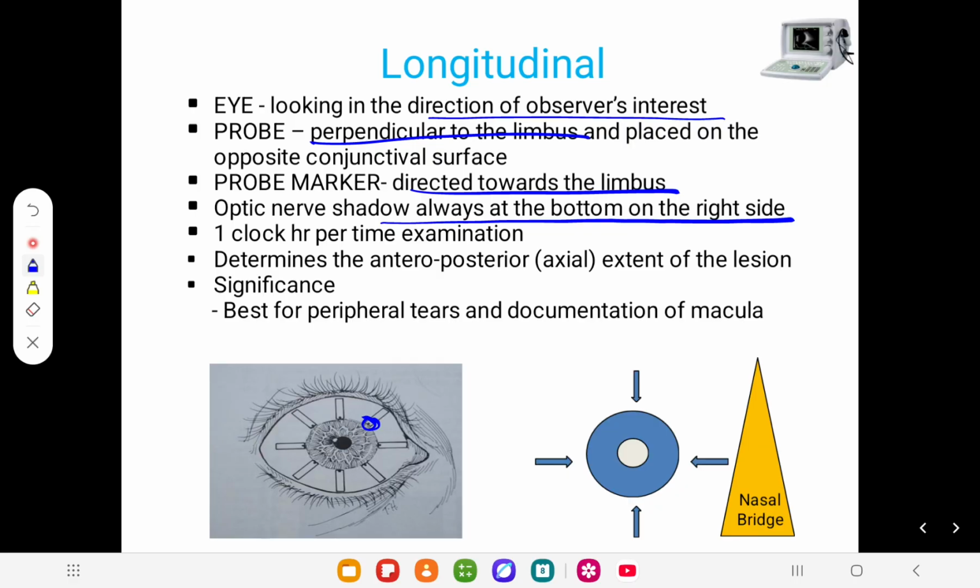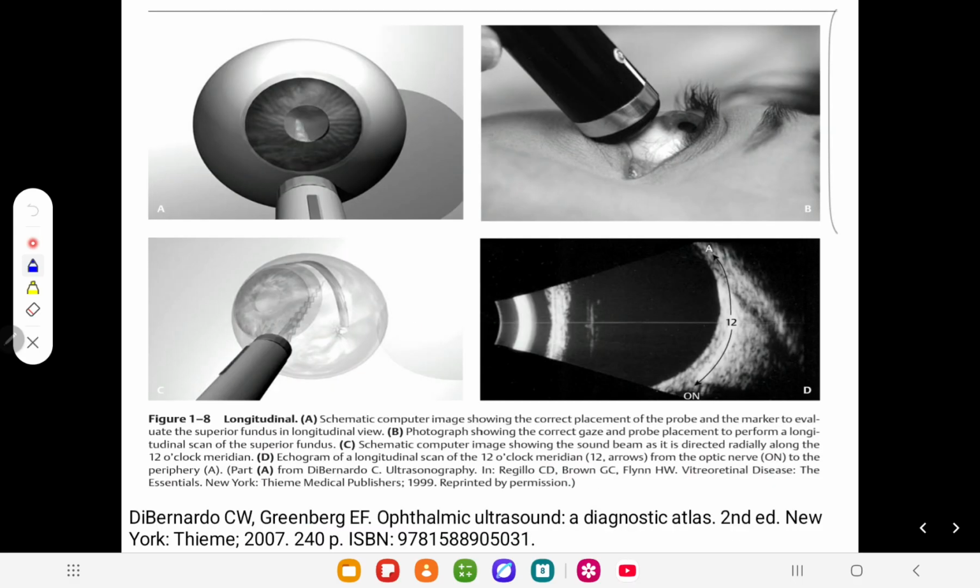One clock hour per time, it depends upon you. It determines the anterior to posterior extent of the lesion, and it is best for peripheral tears and documentation of the macula. Let me show you. What do you mean by that? The probe is perpendicular to the limbus. Whenever it is perpendicular, the optic nerve is always at the bottom.